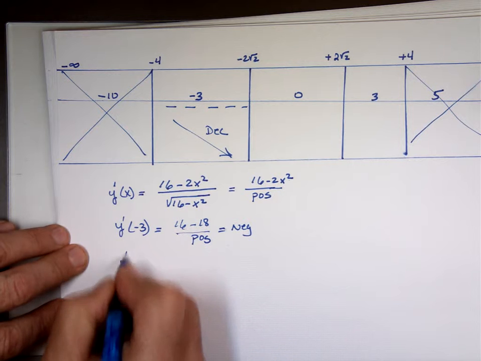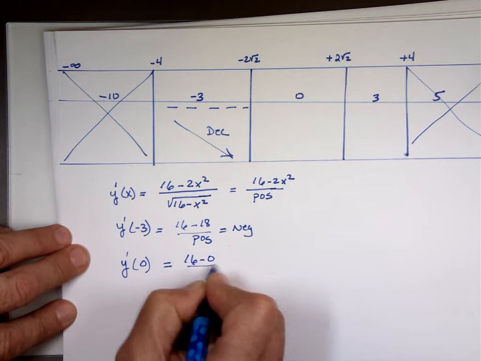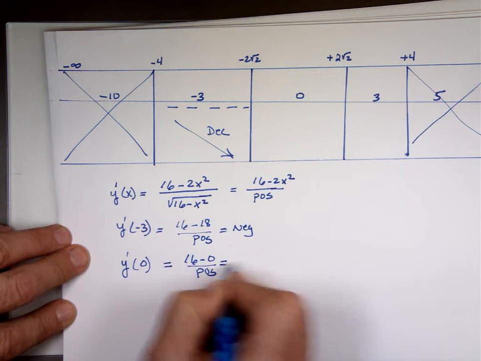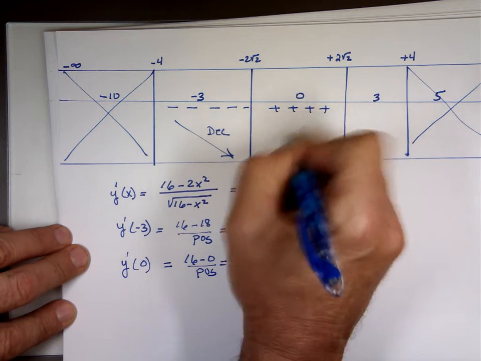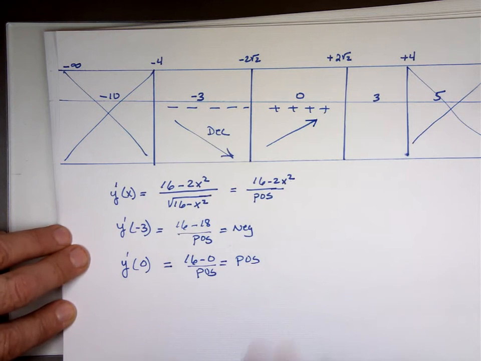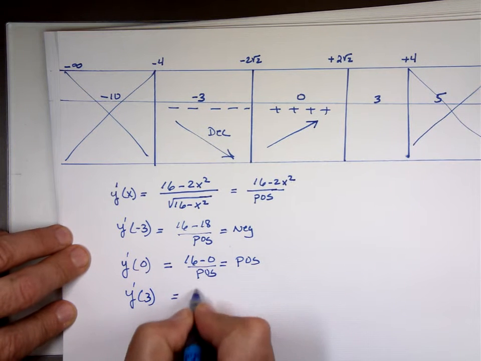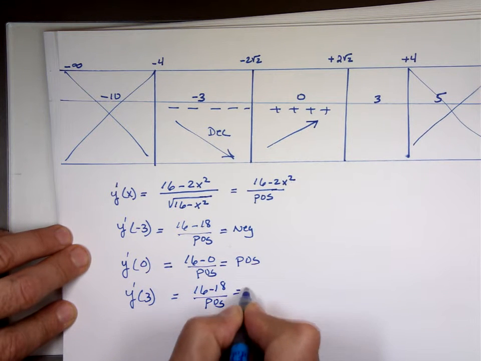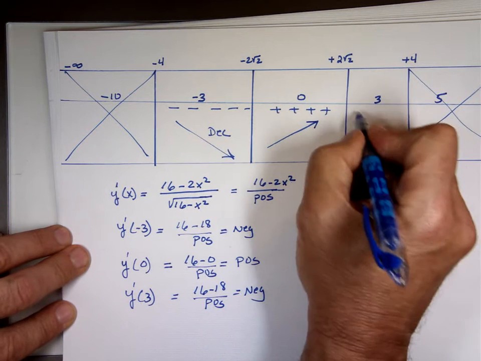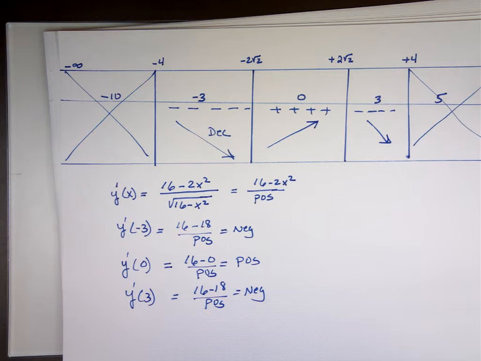The derivative at 0: 16 minus 0 over a positive number. The result is positive. Increasing. And after that, the 3, and that's a negative. That's decreasing.